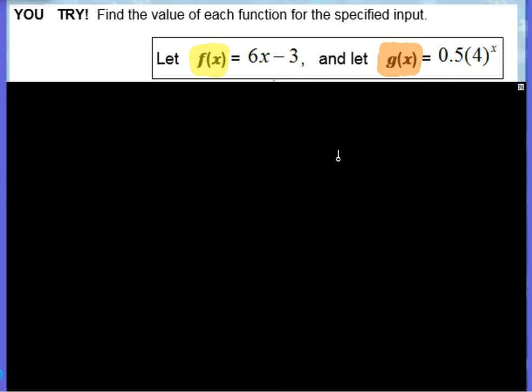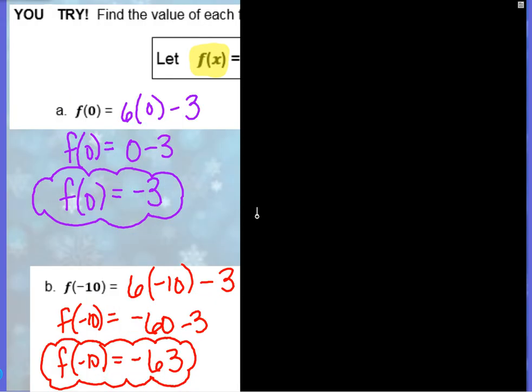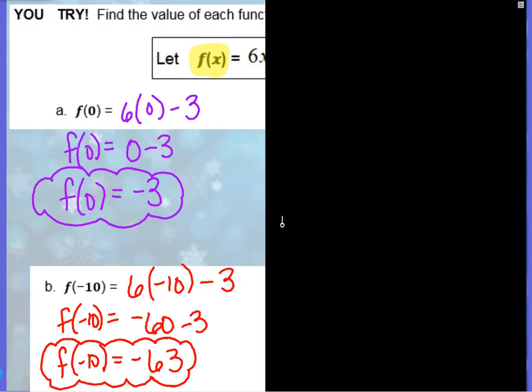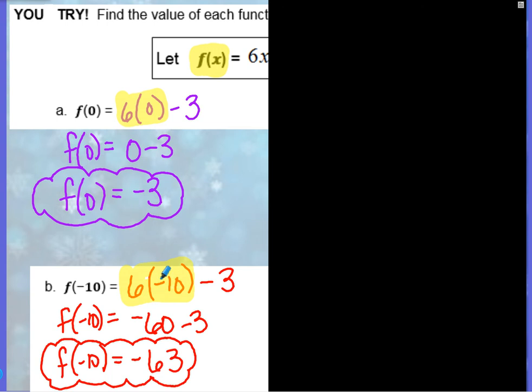The answers for the U-tries are now going to be revealed, so let's take a look. The ones on the left were all f of x. So when 0 was the input, -3 was the output. Be careful with these ones. Please make sure that you are doing your multiplication first, which in this case ends up on the left-hand side. Same thing down below, f of -10. You must multiply 6 times -10 first, and then you can subtract 3. So when -10 is the input to function f, -63 is the output.